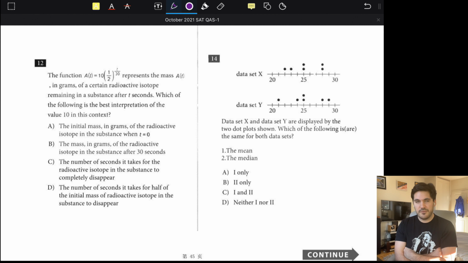But if you're not sure about that right off the bat, just test out the answer choices. For example, A says it's the initial mass in grams of the radioactive isotope in the substance when t equals 0. Well, plug in 0 for t and see if we get 10 as our answer. And we do. So A will be the answer.